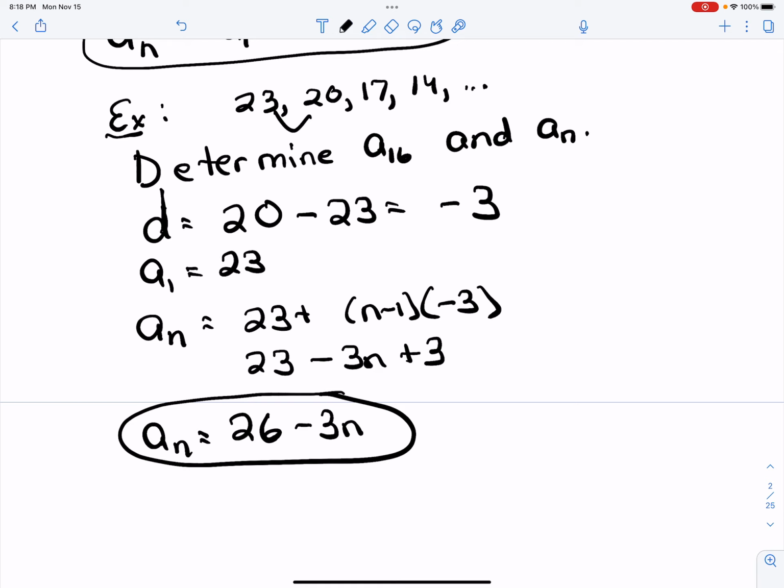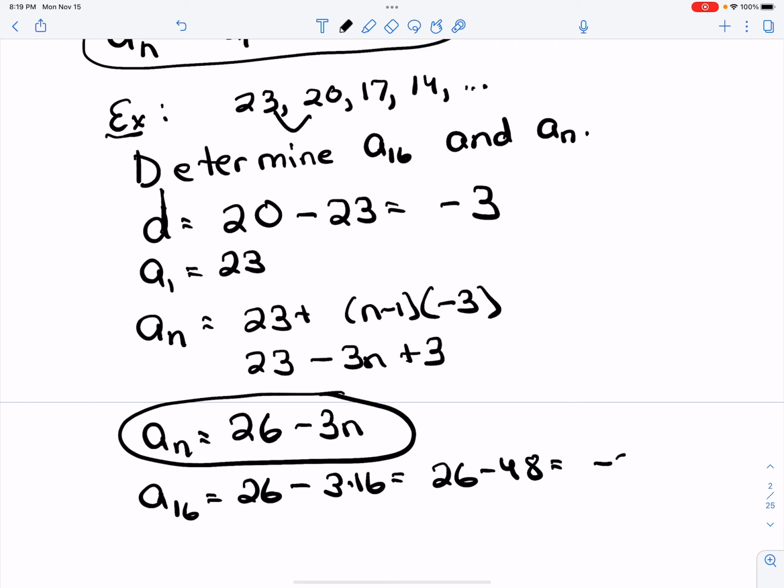So going back to finding a sub 16, it's a matter of doing 26 minus 3 times 16. So 26 minus 48, which gives you -22. So that's one way to handle it.